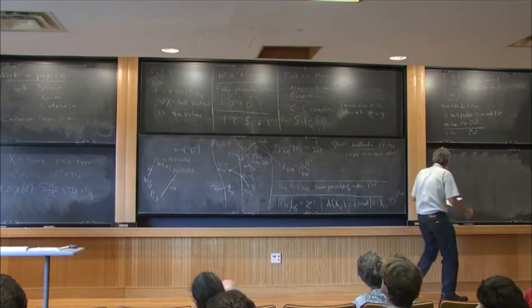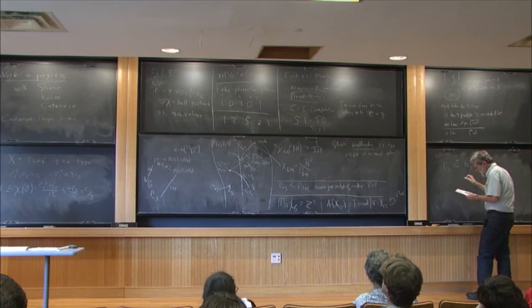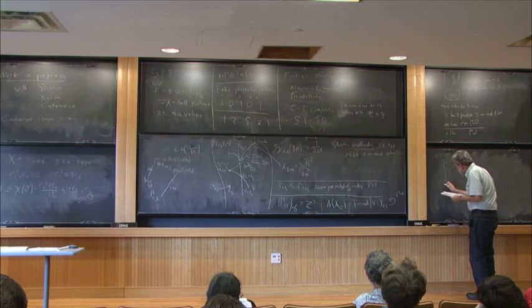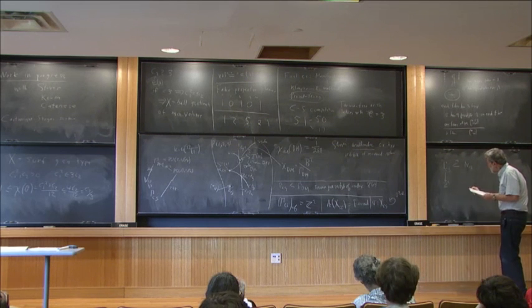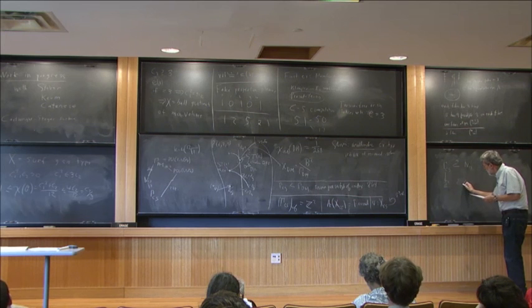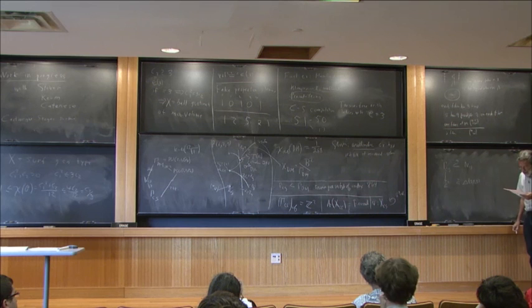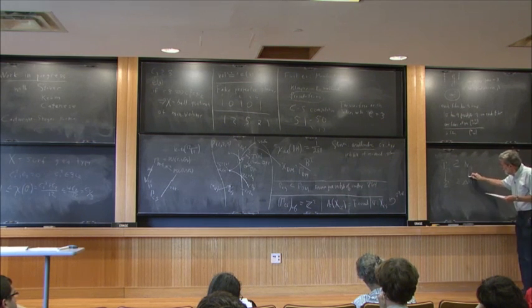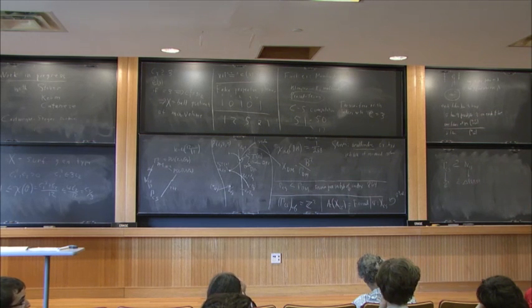So I have this group contained with index 3 in its normalizer, and this maps to its abelianization, which is a free abelian group of rank 3 acting on the complex plane, and that's contained with index 3 in the triangle group, in the 3-3-3 triangle group. And we get a commutative diagram like this.